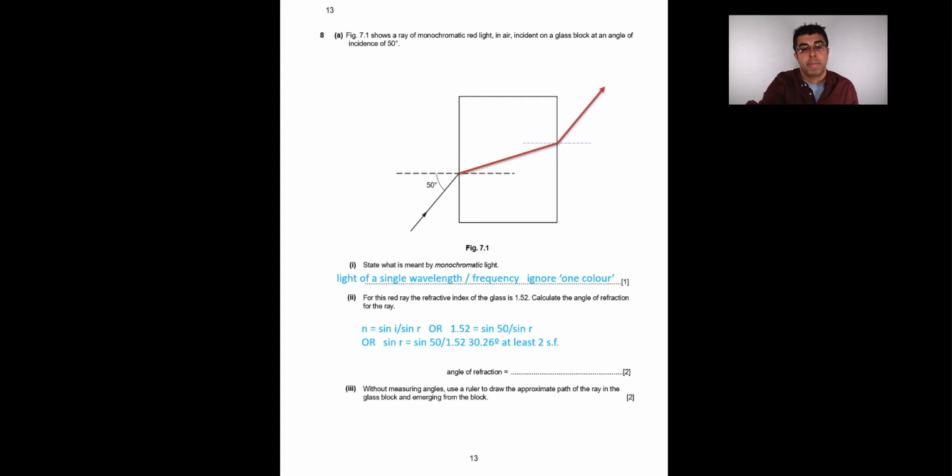Why is that? The angle of incidence here will give us an angle of refraction. That angle of refraction of 30.26 is the same as the angle of incidence at this point, which would also be 30.26. This is an angle of incidence of 50, but for this surface the angle of refraction should be 50. Hence the incoming and outgoing ray are parallel.